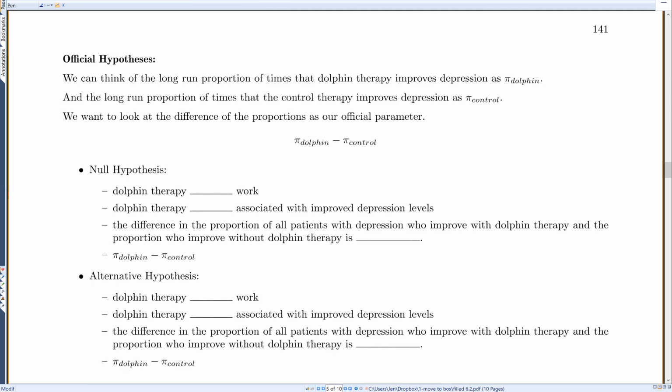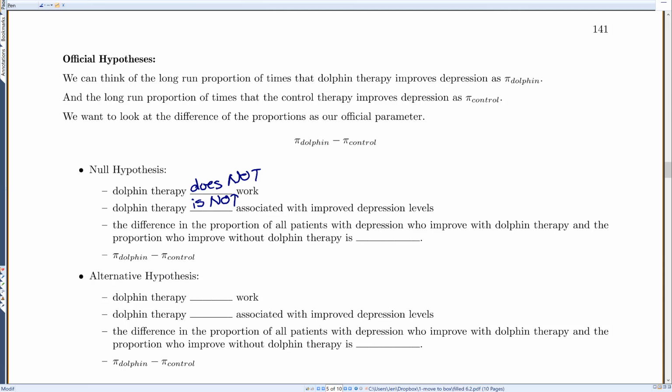But really, for our study, we weren't interested in looking at either of these individually. We want to compare them. So our official parameter, these are kind of like little individual parameters, but we want to look at our official parameter as the difference of population proportions. So we'll look at pi dolphin minus pi control. So the null hypothesis would be that dolphin therapy does not work. Okay. Or if you want to say dolphin therapy is not associated with improved depression levels. Remember, null hypothesis is always that status quo, nothing interesting happening.